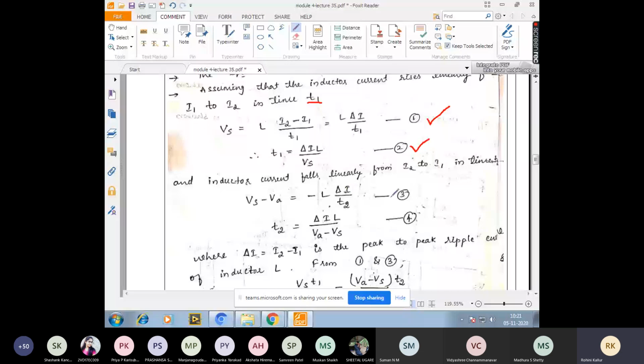Now I'll rearrange this equation so that I get the value of T2. So T2 is equal to delta I into L in the numerator. I have a minus here, so I'll rearrange this equation so that the minus goes off. I'm just multiplying both the sides with a minus. So minus Vs plus Va is equal to L into delta I divided by T2. So this becomes minus Vs plus Va, which I'll write as Va minus Vs, and in the numerator we have delta I into L. Call this equation number 4. This is the second step of the derivation. Is it okay till here?